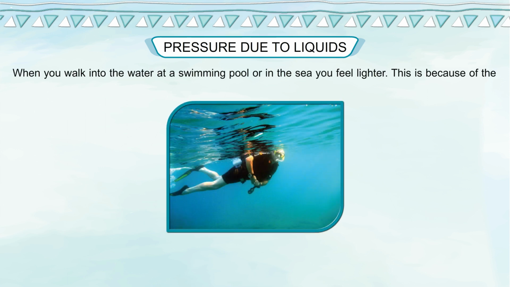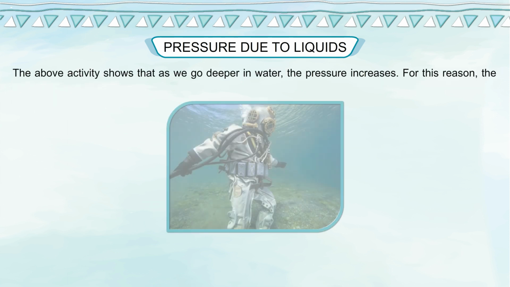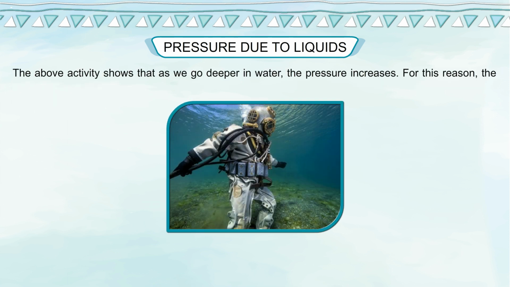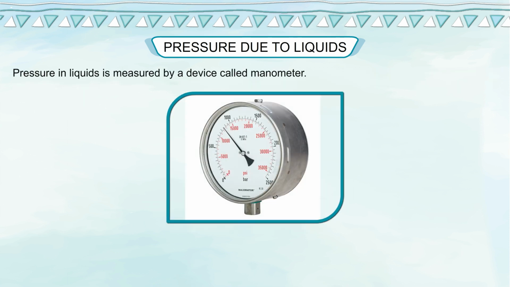When you walk in the water at a swimming pool or in the sea, you feel lighter. This is because of the pressure exerted by the liquid on you upwards. This is called upthrust. You will learn more about upthrust in higher classes. The above activity shows that as we go deeper in water, the pressure increases. For this reason, the deep-sea divers wear special suits that protect their bodies from getting crushed by the pressure of water. Pressure in liquids is measured by a device called manometer.